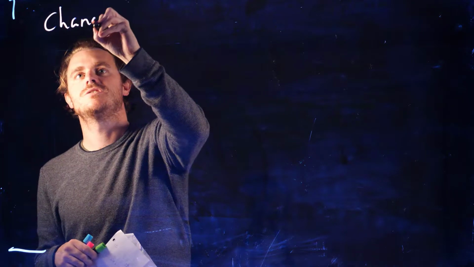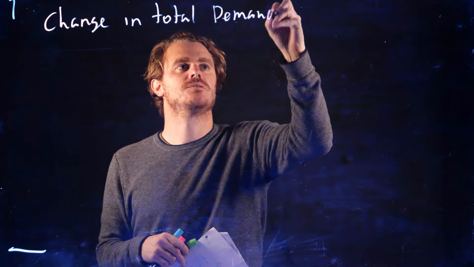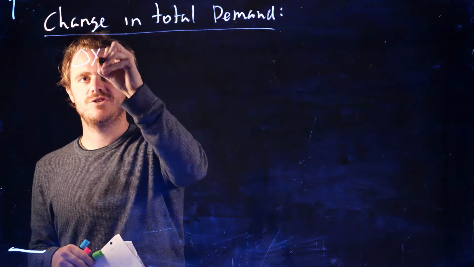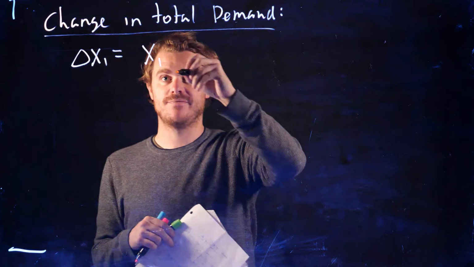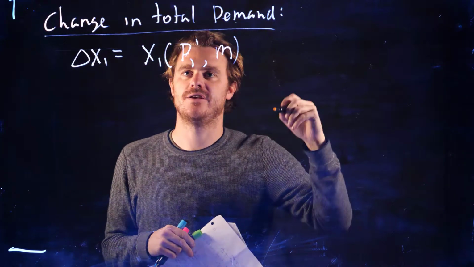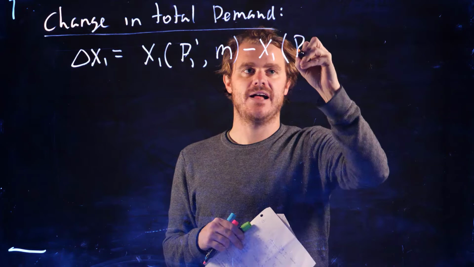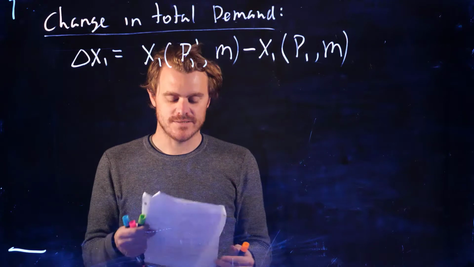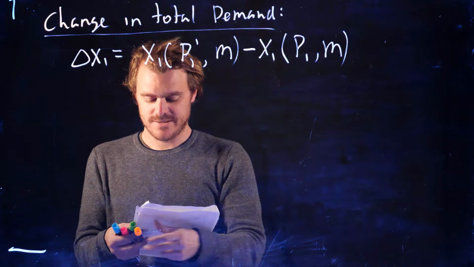The change in total demand. All right, so the change in the amount of good one is going to equal the demand function at the new prices and the original income, because our income hasn't changed, minus the demand at the old price, and again, whatever the income is, since the income hasn't changed. So this is consumption at new prices.